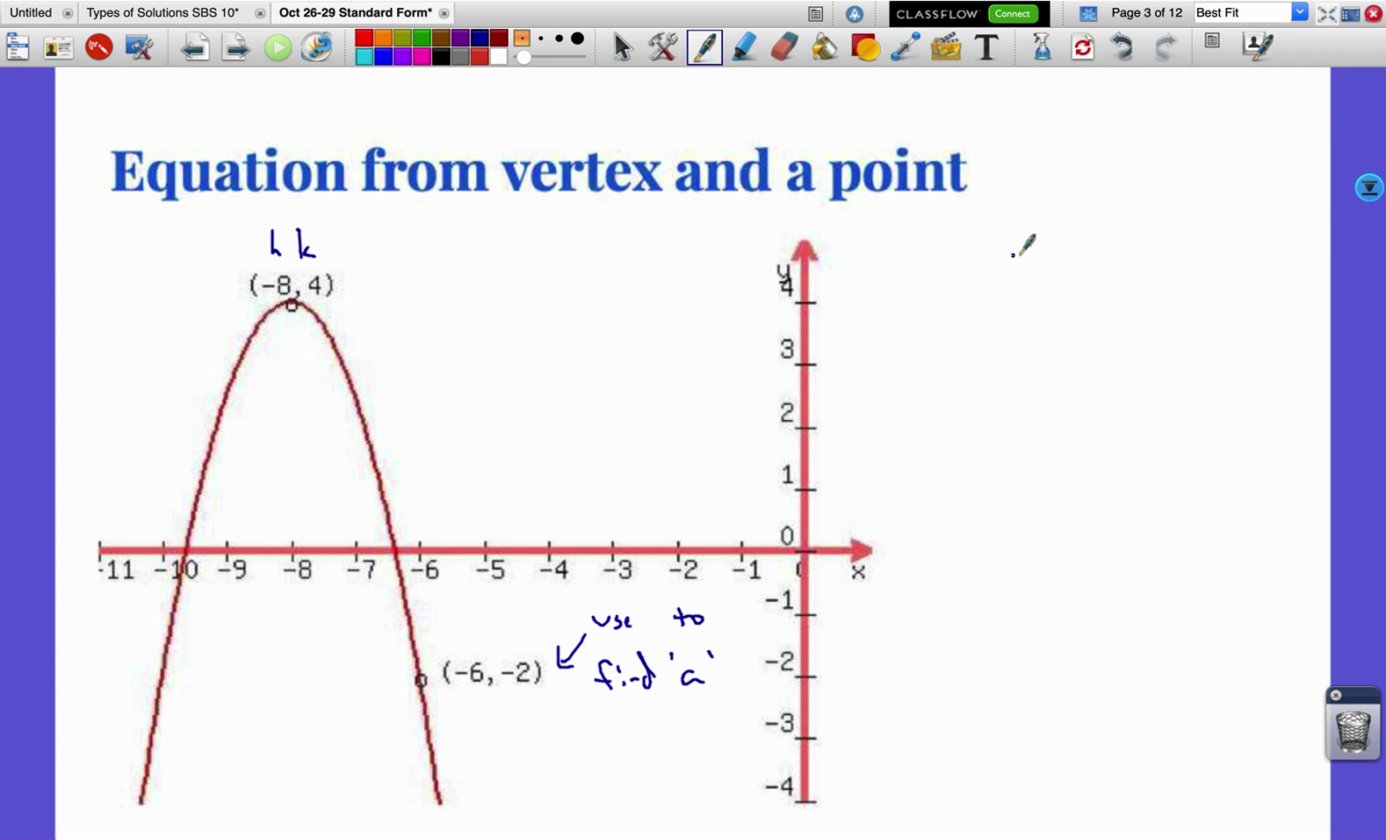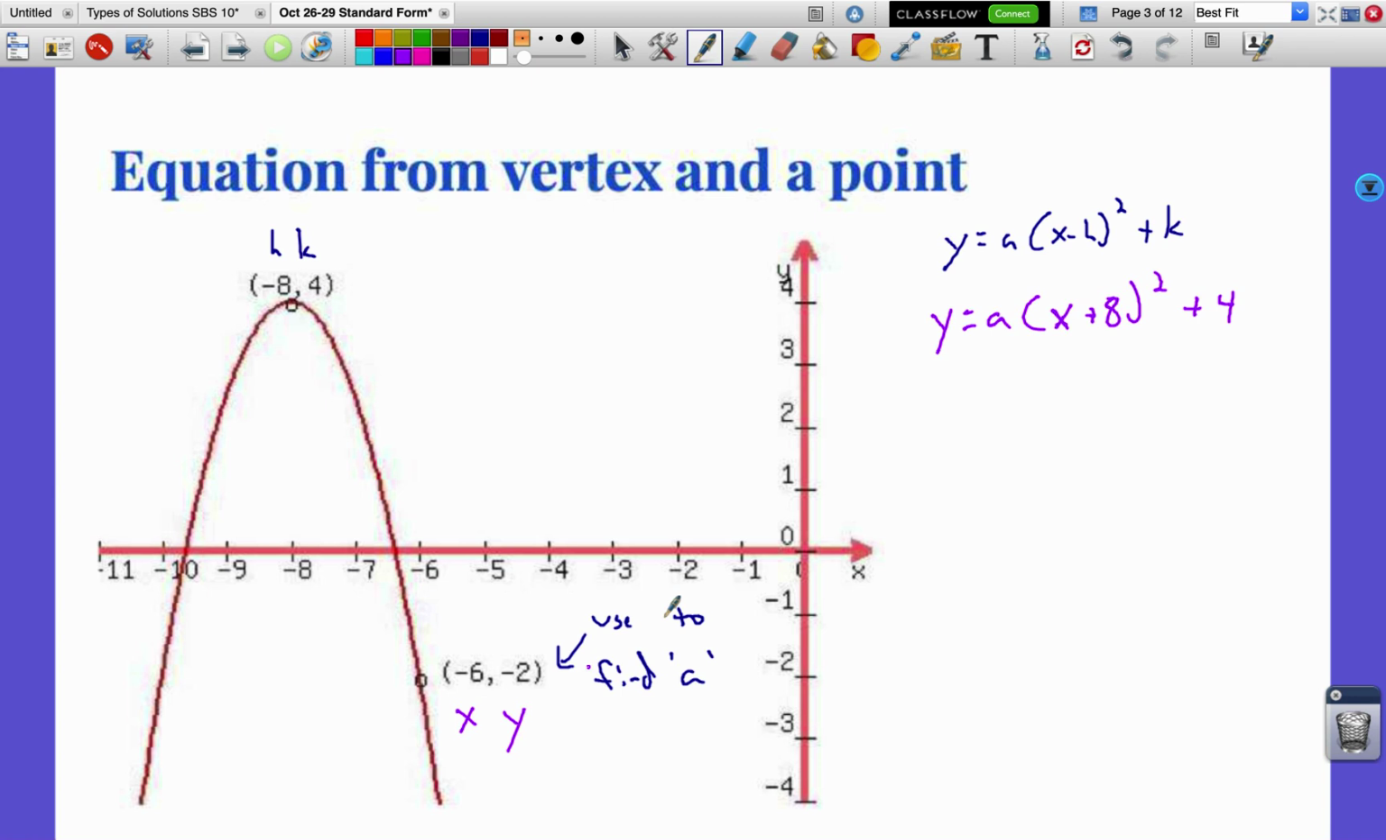All right, so again, I'll start with vertex form. y equals a times (x minus h) squared plus k. I'll only add the h and the k values because we know those. It's a different color. y equals a times (x minus -8, becomes +8) squared plus 4.